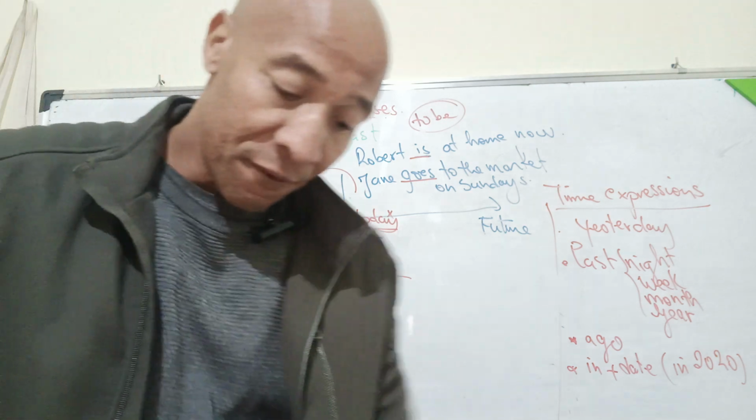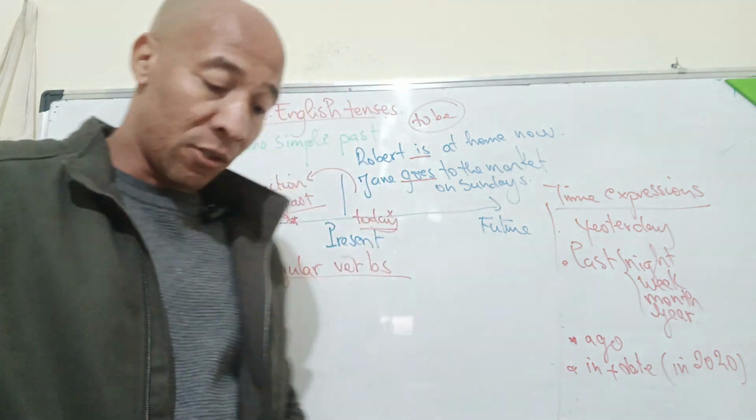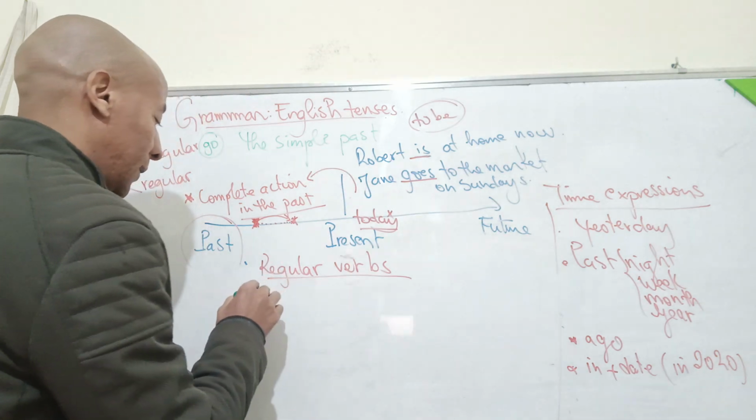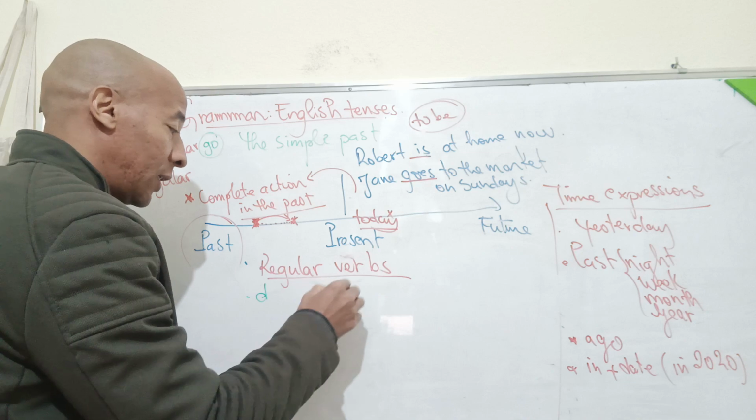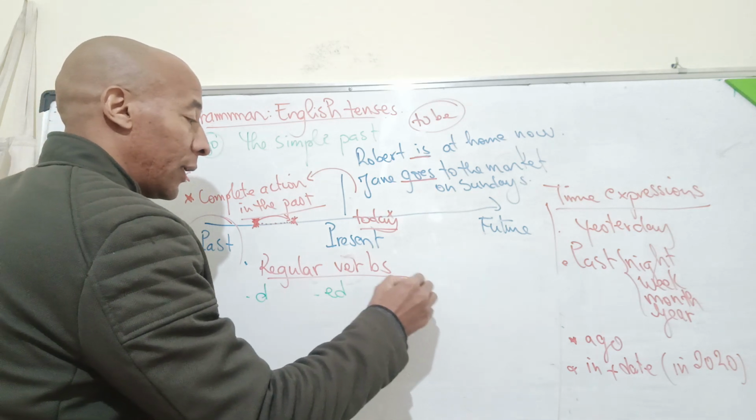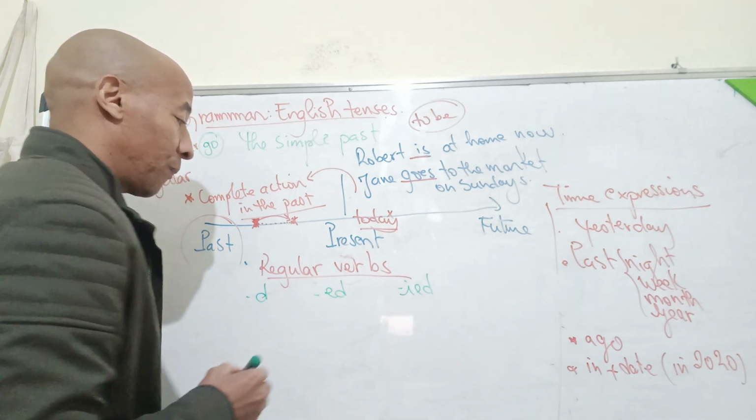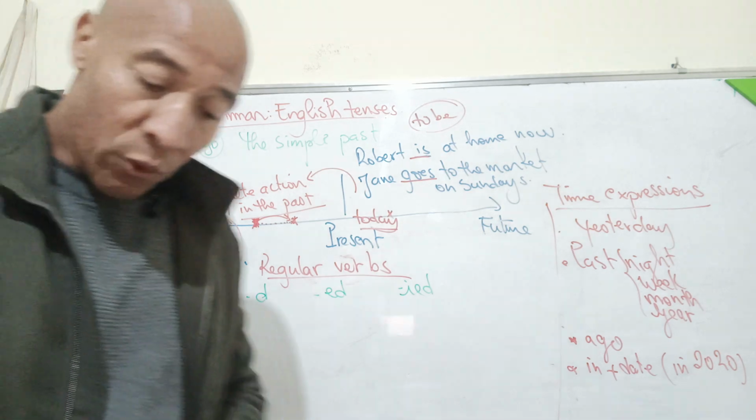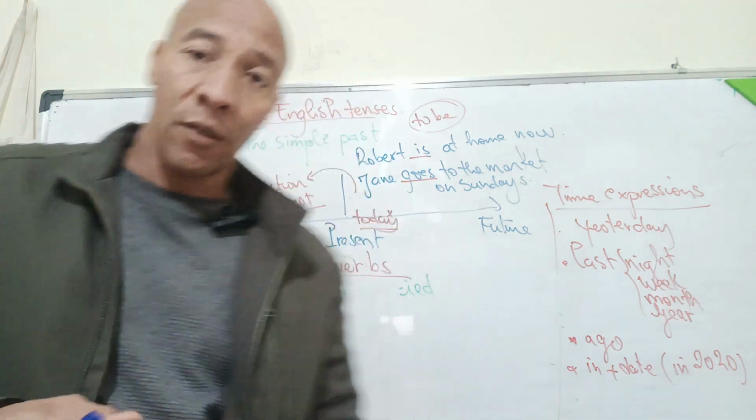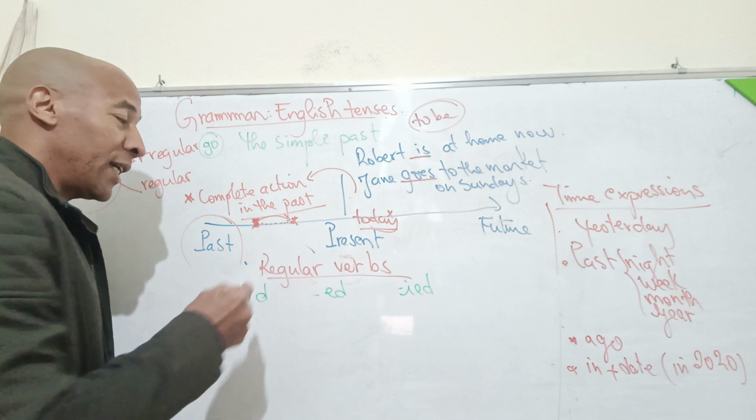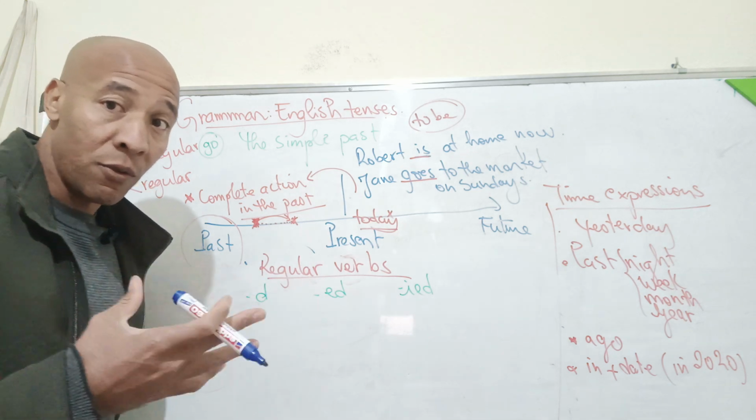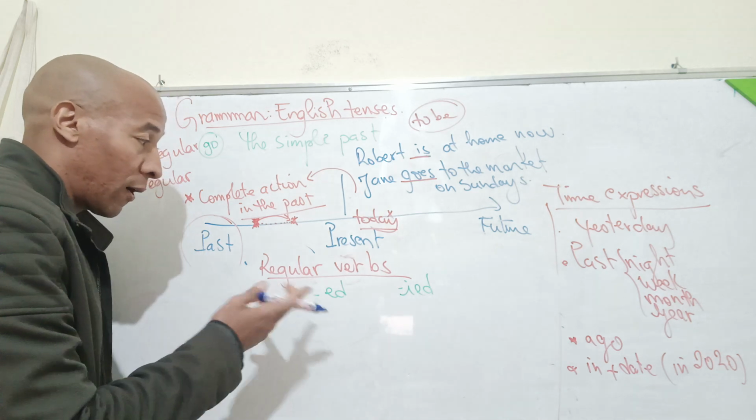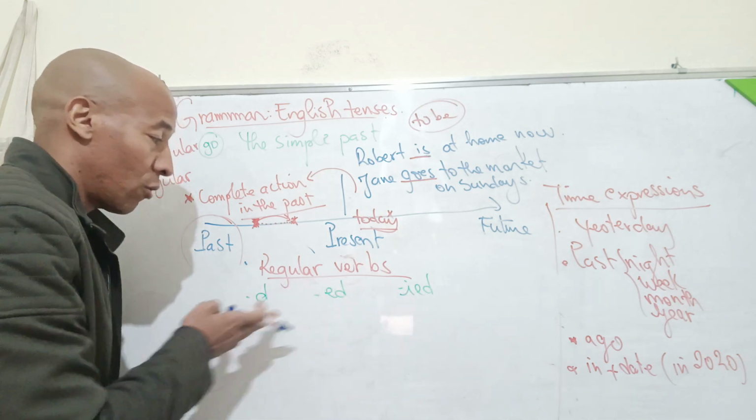Normally we have three endings. So either d, or ed, or ied, right? So when we use the adjective regular, it means we have certain rules that govern the use of those endings, or those forms.